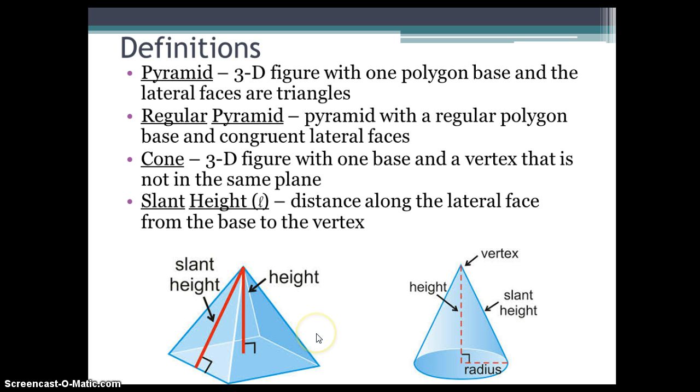So if you look at our two diagrams, we have the slant height along the edge and the actual height straight down. Same thing with the cone. The slant height is along the edge of the cone. The height is perpendicular.